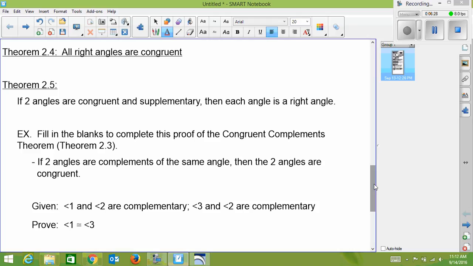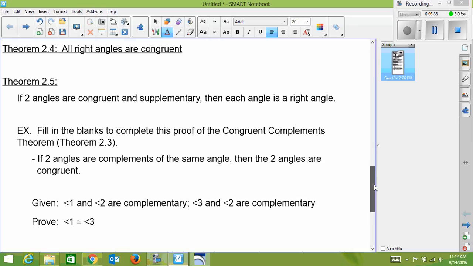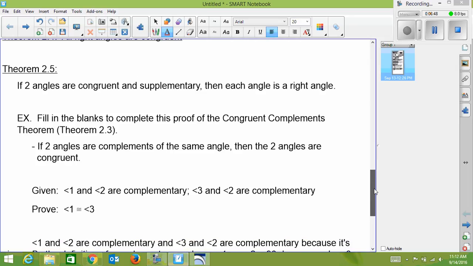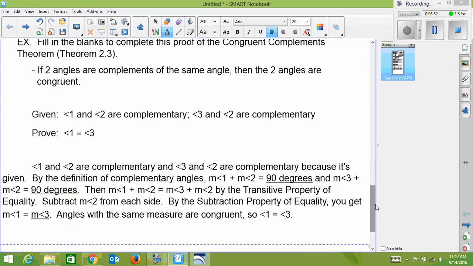So here is my example. Fill in the blanks to complete this proof of the congruent complements theorem. If two angles are complements of the same angle, then the two angles are congruent. So if I'm giving you the information that angle 1 and 2 are complementary, and angle 3 and 2 are complementary, and I want you to prove that angle 1 is congruent to angle 3, there's a set of steps, and I have it written as a paragraph proof, and I've underlined the ones that were blanks, but I already filled them in just to save time here.